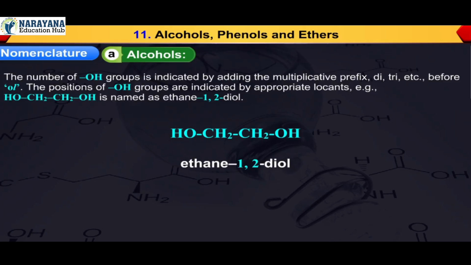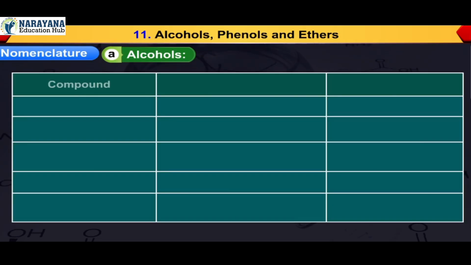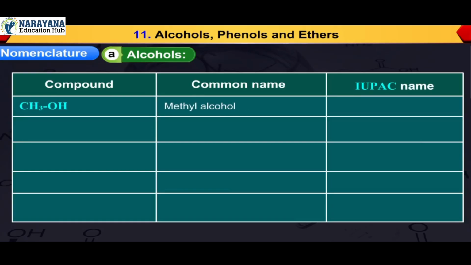Table gives common and IUPAC names of a few alcohols as examples. Table: common and IUPAC names of some alcohols. Compound, common name, IUPAC name. CH3OH, methyl alcohol, methanol.